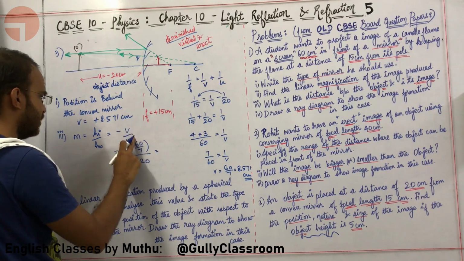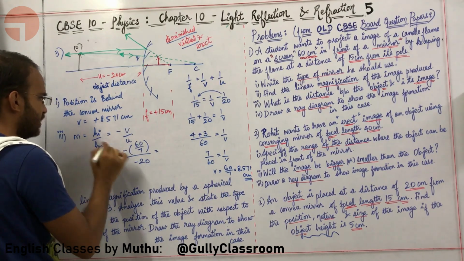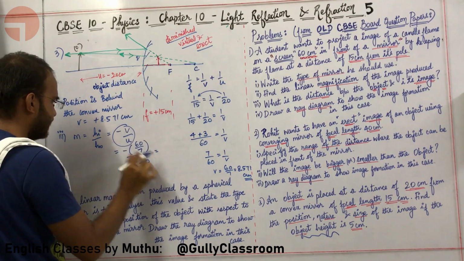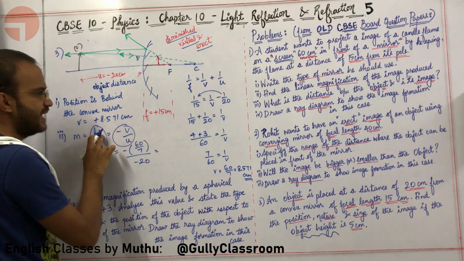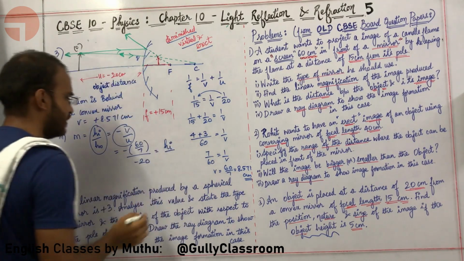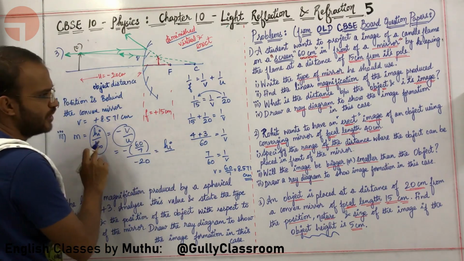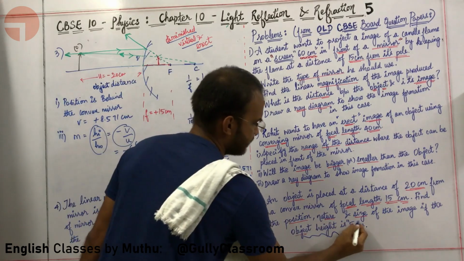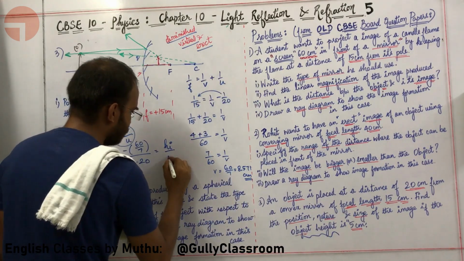This is minus V by U. What is HI by HO? I have used this over here. I want to use this. What is HI? HI is height of the image. I need to find out HI. What is HO? HO is height of the object. Height of the object is given as 5 centimeters. Let me put 5 over here.